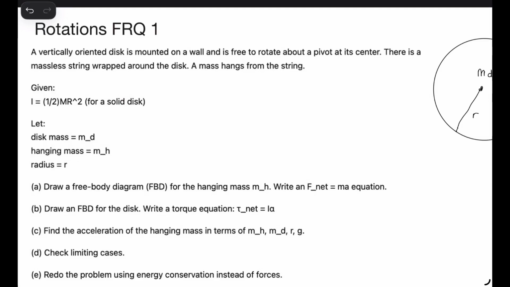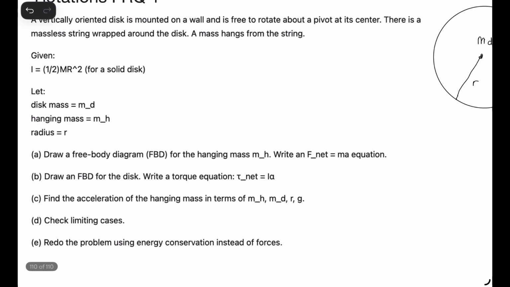In this video, we're going to be solving a rotations FRQ 1 for AP Physics 1. Now, we have a vertically oriented disk mounted on a wall and freely able to rotate about a pivot at its center. There is a massless string wrapped around the disk, and a mass hangs from the string. Given that the inertia is equal to 1/2 m times the radius squared for a solid disk, and letting md equal the disk's mass, mh equal the hanging mass, and radius equal r, we want to solve the following.